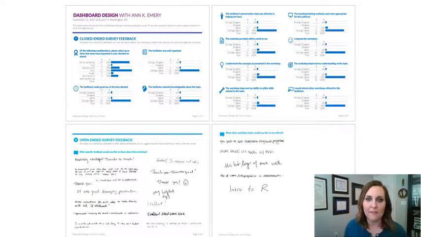Here's the full after version too. You can see the open-ended survey feedback in turquoise. That's the third section. I'll link to the full before and after makeover so you can examine it in more detail and look over it a little bit slower at your own pace.